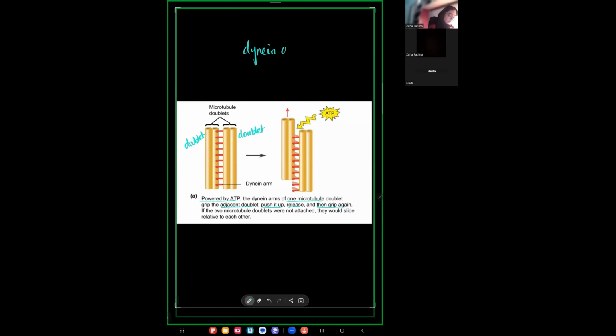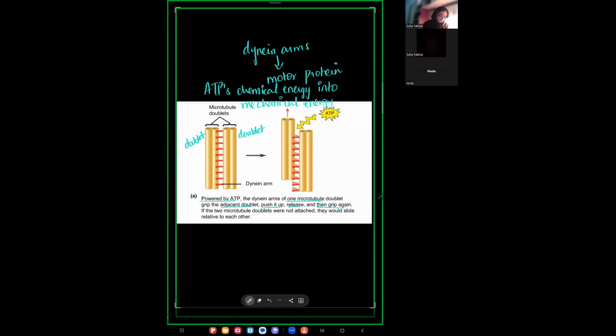And why is it so? Because dynein arms are basically motor proteins. They convert ATP's chemical energy into mechanical energy. And they generate a sliding motion, a sliding force, which enables that contraction, that movement of cilia.